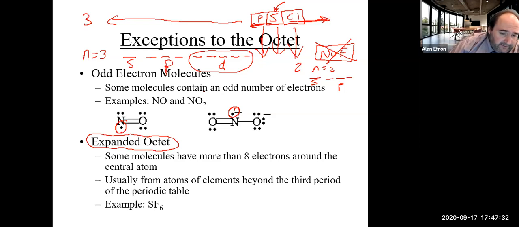SF6 is an example of that. So for example, sulfur there is 6, and we have 6 fluorines at 7. That's a lot of math there. We'll go with perhaps 48 and hope for the best.